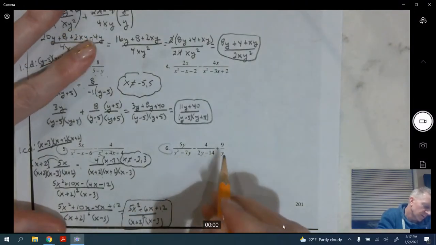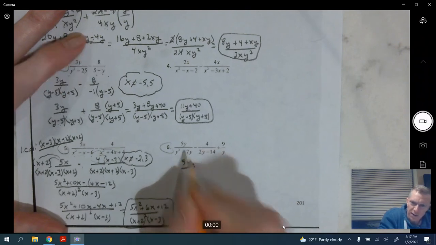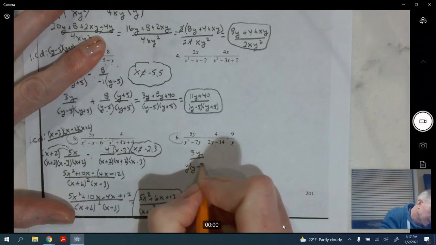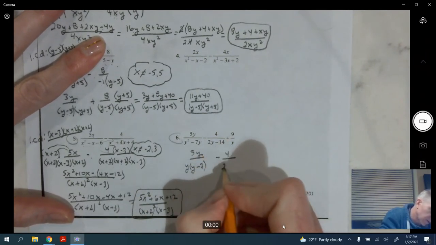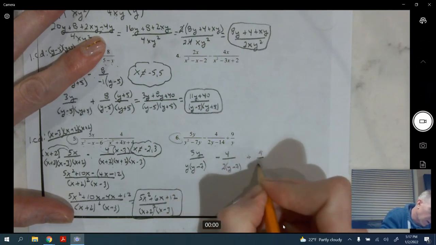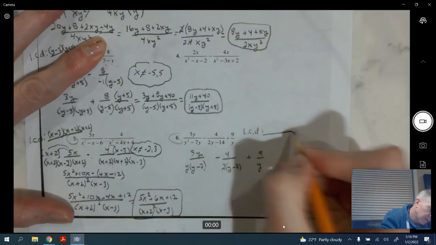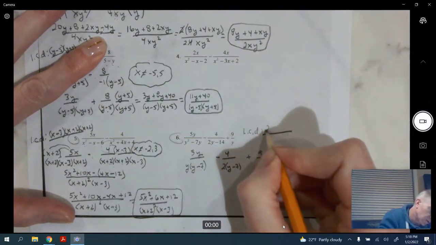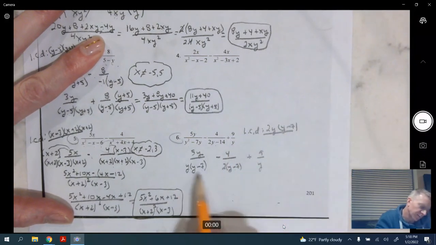We're going to factor everything on the bottom. So we've got 5y over, we can factor a y out of there, so y times y minus 7. Then minus 4 over, we can factor out a 2 here, 2 times y minus 7. And then plus 9 over y. So our least common denominator is going to be, we need a y minus 7, we need a 2, 2, y minus 7. I think we got everything there, right?